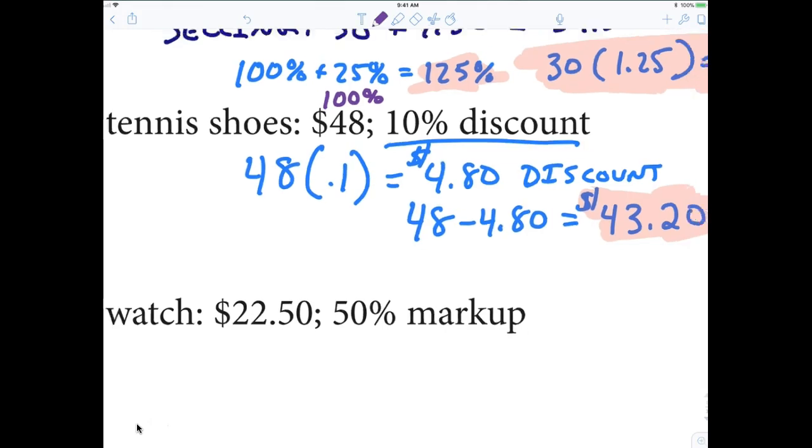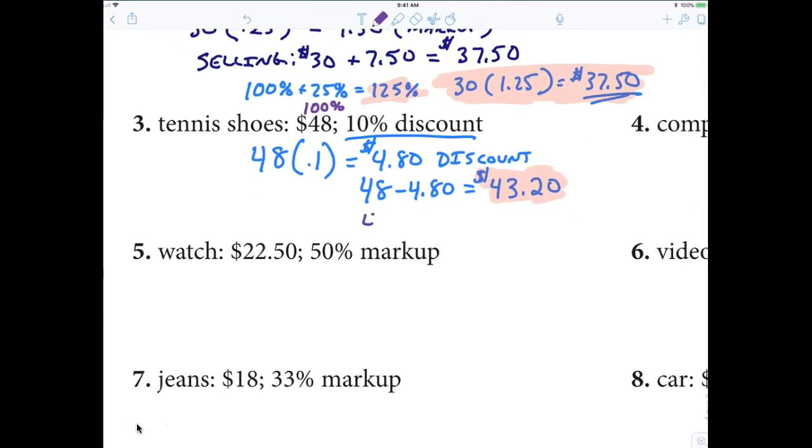So now what I want you to do is take the $48 and multiply it by what? By 0.9. Because I want to find the sale price. So multiply that by 0.9. $43.20. Does everybody understand how much easier that is? Does everybody hear me? All right.